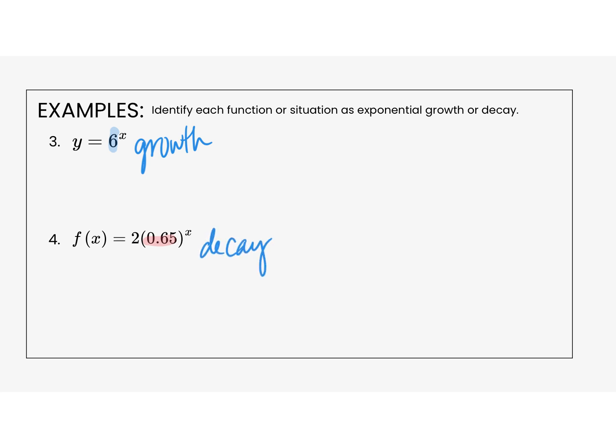Okay, so again, for growth or decay, you're just looking at the number that is being raised to the x power. If there's another number there, for this purpose, you can ignore it just in terms of deciding if it's growth or decay.